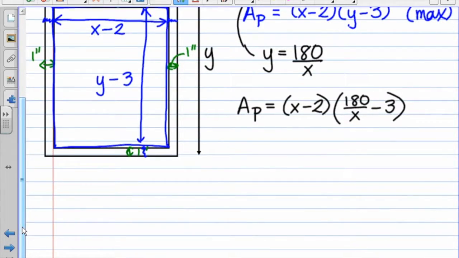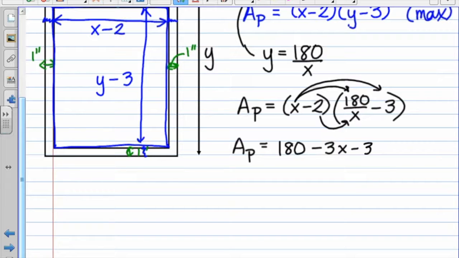Okay, so remember, this is what I'm trying to maximize. So this is the equation I'm going to need to take the derivative of. I'm first going to multiply it all out to make it easier for myself. So I get 180 minus 3x minus 360 over x plus 6. I'm just going to simplify again before I take the derivative.